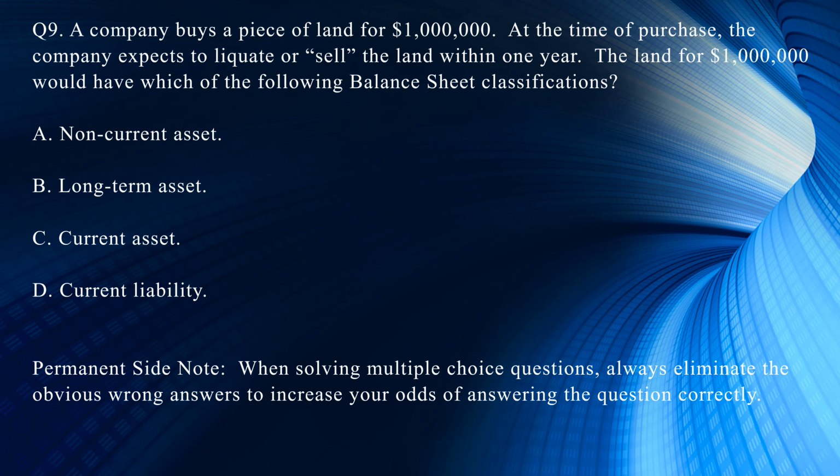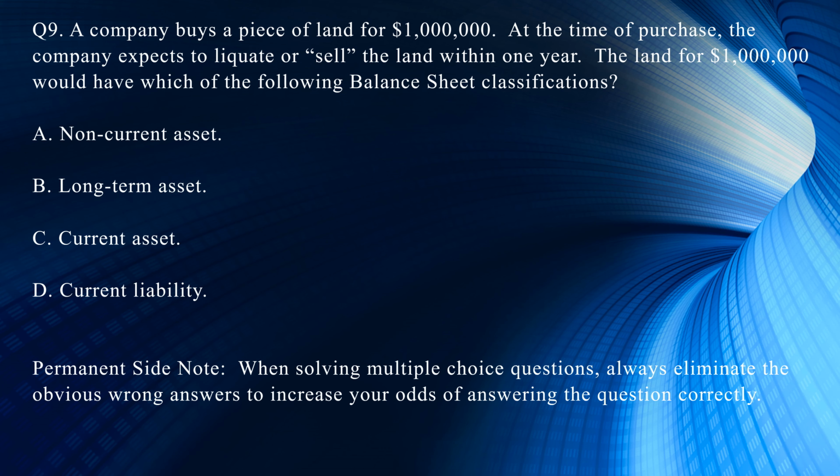Question number 9. A company buys a piece of land for $1 million. At the time of purchase, the company expects to liquidate or sell the land within 1 year. The land for $1 million will have which of the following balance sheet classifications? A, non-current asset, B, long-term asset, C, current asset, or D, current liability.